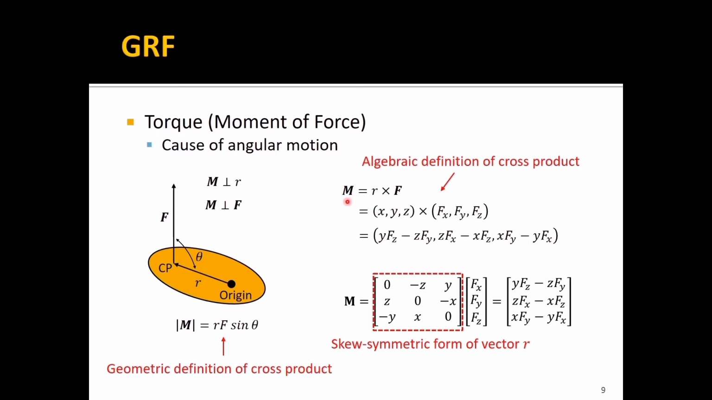And then this vector form of torque can be described in matrix form. This is the actual matrix form of the moment produced by this ground-reaction force. In this matrix form, the position vector R is described using the symmetric form of vector R. Then we have these force components. Then if you multiply these two matrices, the answer will be like this. But actually, these are equal to this value.